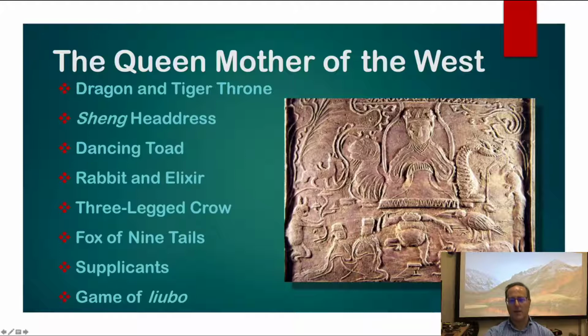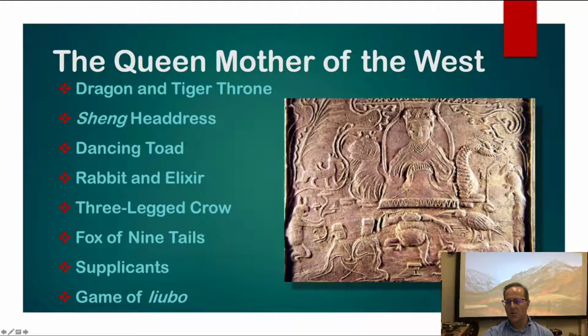So the Queen Mother of the West, this figure, is an ancient deity going back to at least the Warring States, but maybe further. May have been derived from Western prototypes, perhaps the Anatolian mother goddess Cybele. So she resides on a dragon and tiger throne. Here we see the dragon of the east and the tiger of the west. She wears a particular headdress called a sheng. She's often accompanied by a dancing toad, like you see here, which is associated with the moon, as well as this rabbit who has some sort of fungus or the elixir of immortality.